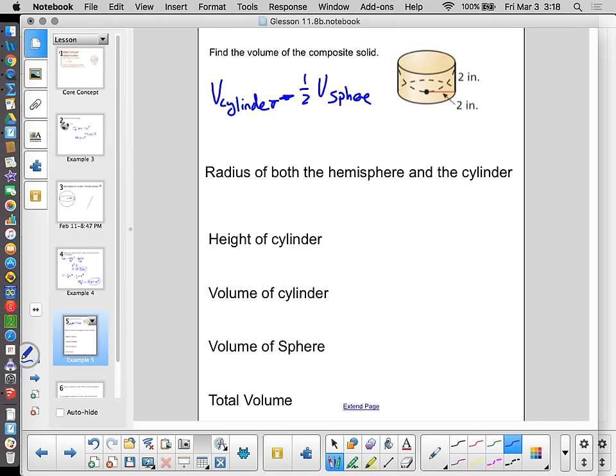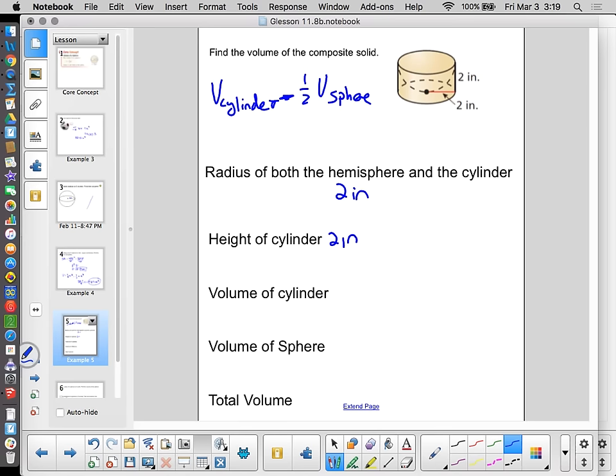Why half? Because we only have half a sphere there. So it's a hemisphere, a half sphere, so we only need half the volume. Now we do know a couple things. We know the radius of both the cylinder and the sphere, and we know the height of the cylinder. Okay? The radius of the hemisphere and the cylinder are both 2 inches. The height of the cylinder is 2 inches.